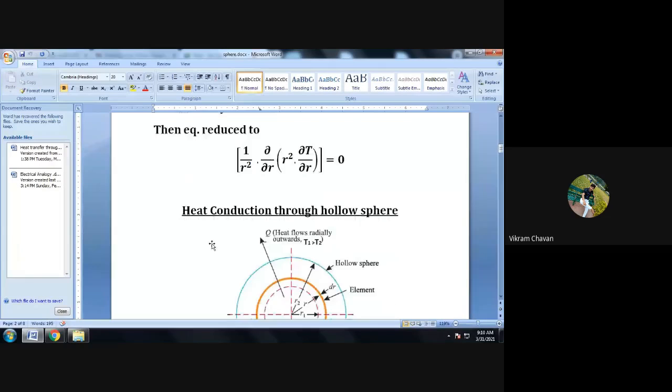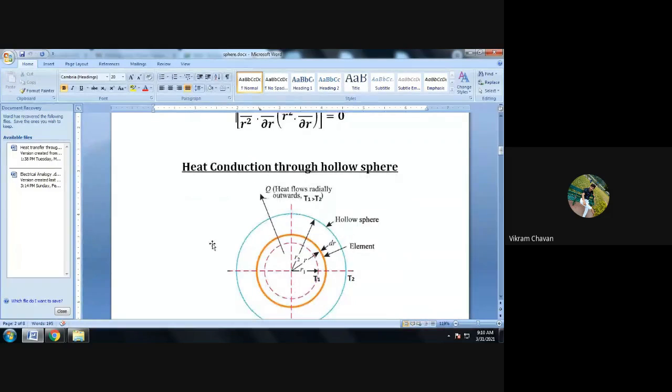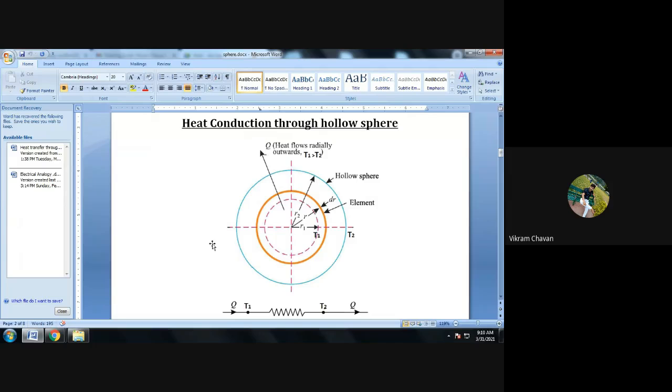Now in today's lecture we have to understand heat conduction through a hollow sphere, and for that reason we have considered this particular diagram. We have taken the top view of the spherical coordinate system. From the top view we can see the outer circle of the sphere and the inner cavity, because this is a hollow sphere.